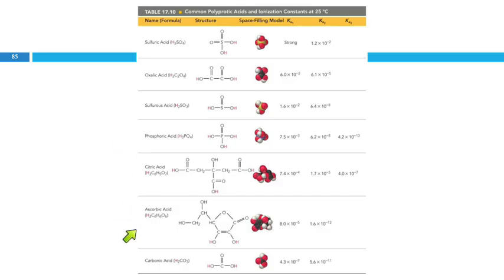Citric acid, ascorbic acid, and carbonic acid. So you probably don't know the formulas for citric acid and ascorbic acid, but that's okay. This one's triprotic, and this one's diprotic. And then we've got carbonic acid also.